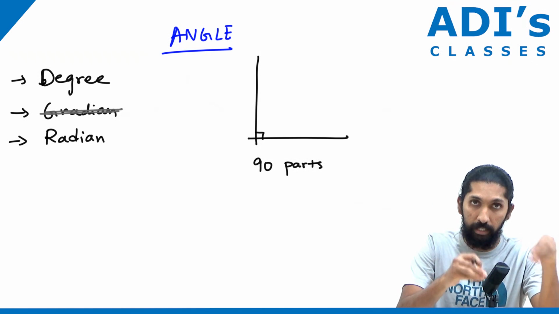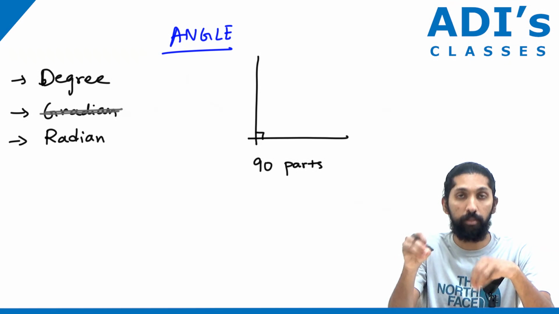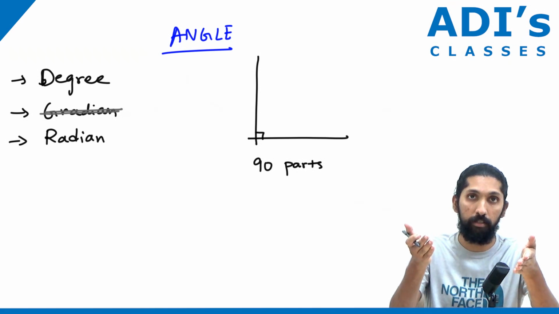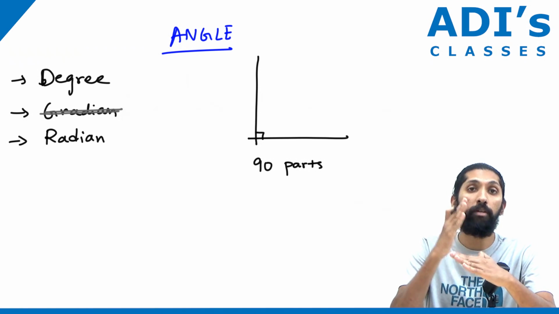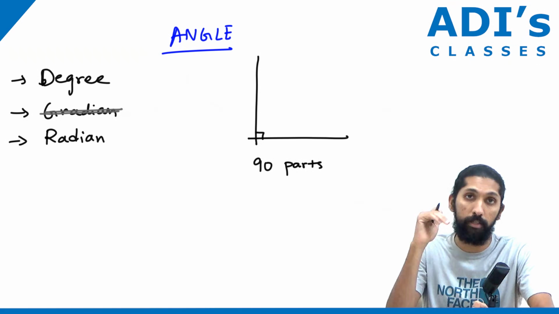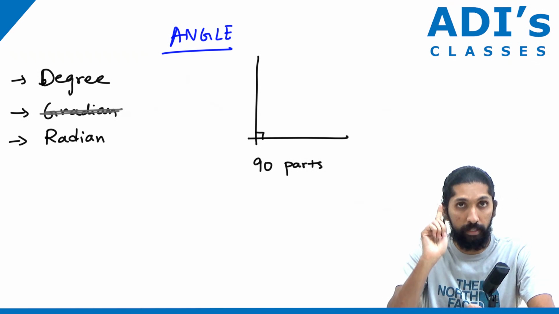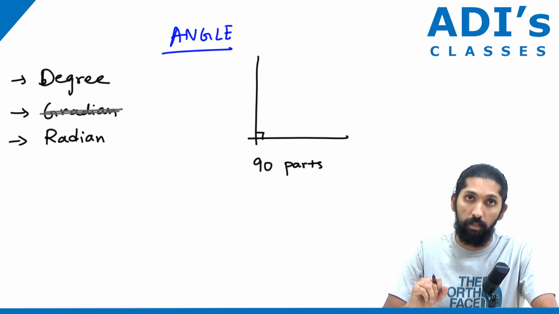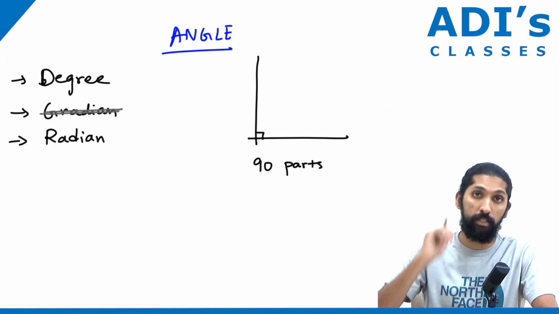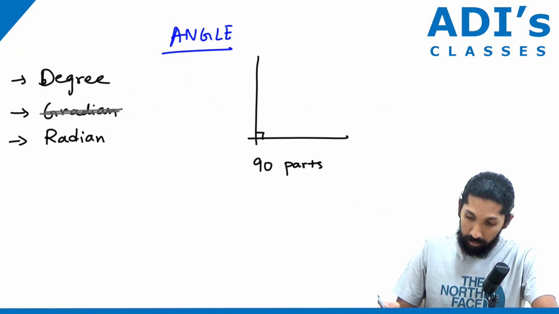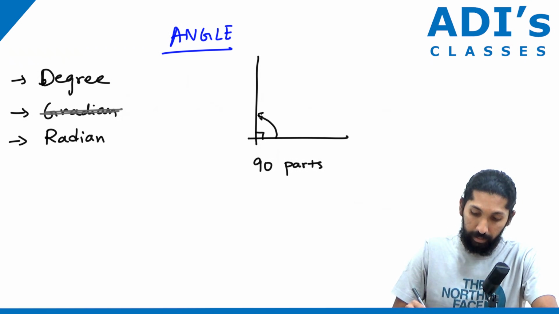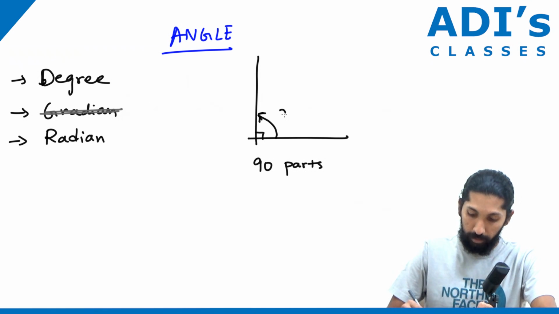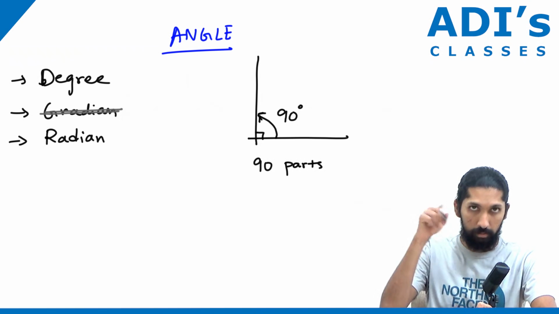So we define degree with the help of right angle because right angle is the standard measurement. Anything perpendicular is a right angle. So you take the right angle and divide it into 90 equal parts. That is what we call 1 degree. Now generally, an angle is always measured in the anti-clockwise direction. See, this angle is 90 degree, correct? This is an anti-clockwise direction, and we always refer to it as 90 degree.